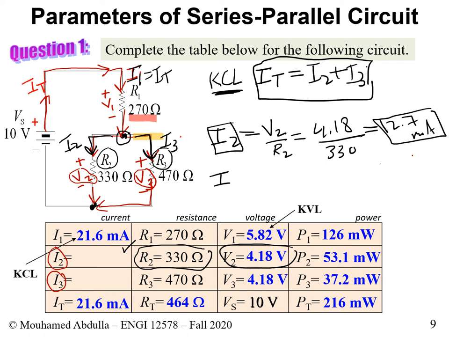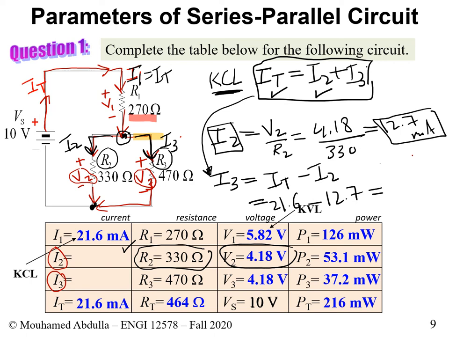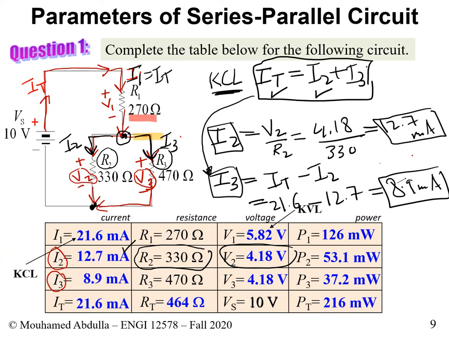As for I3, you could also use Ohm's law, or you could simply go through the reality of KCL, right? You know this value, it is 12.7 milliamps. You know the total, it is 21.6. You could simply find I3. I3 is nothing else but I total minus I2, right? So I total is 21.6 minus I2, which is what we just determined, which is 12.7. So it is simply this difference that you have. If you do the calculation, you get a value of 8.9 milliamps. So your I3 is 8.9 milliamps. Okay, so let's see if this is indeed correct. So we have 12.7 for I2 and 8.9 milliamps.